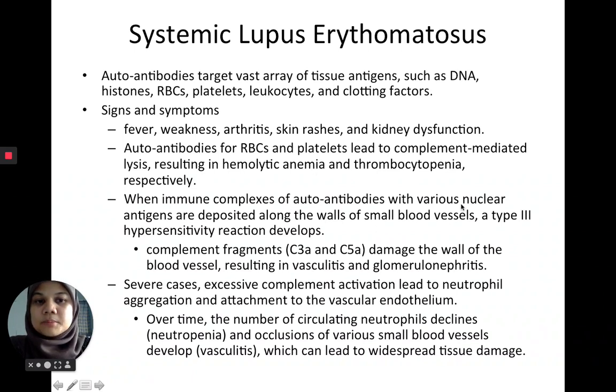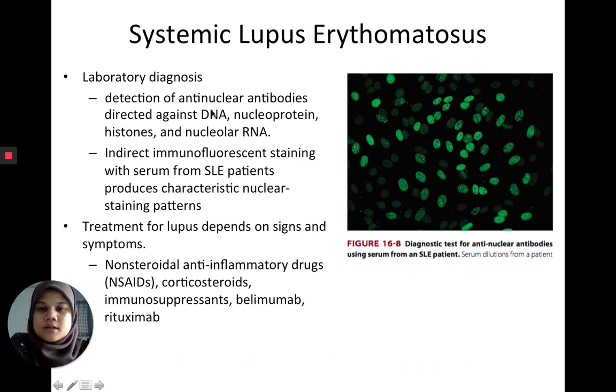Or when the immune complexes with different nuclear antigens are deposited on the small blood vessels, you'll develop a type 3 hypersensitivity reaction. And you'll trigger a complement reaction as well. And in severe cases, if the complement is activated, it might lead to neutrophil aggregation. And over time, a lot of the circulating neutrophils will be depleted, and you'll have neutropenia and occlusions in small blood vessels, which can cause widespread tissue damage.